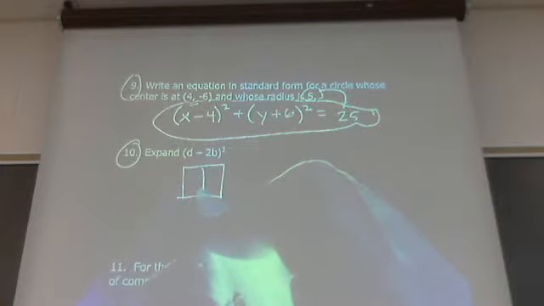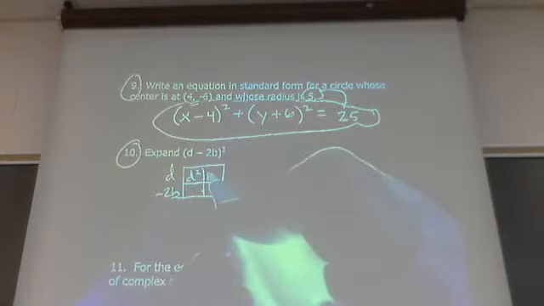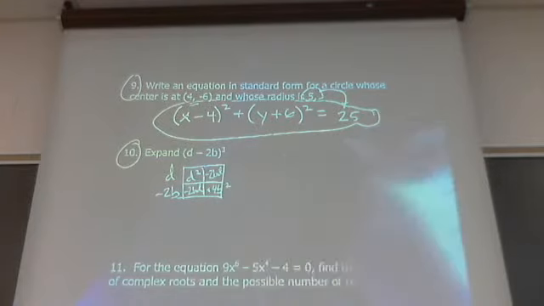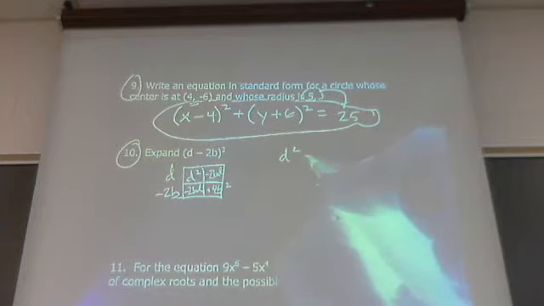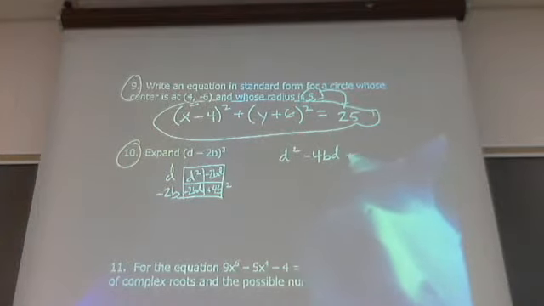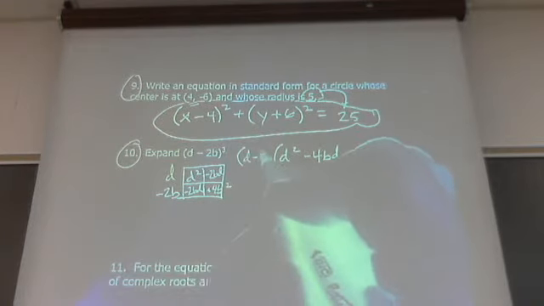Question 10. 12 is a weird number. Start by multiplying it times itself. Okay? d squared minus 2bd minus 2bd plus 4b squared. So that would be d squared minus 4bd plus 4b squared. Remember, we've only done it times itself, so we've got to do it again.